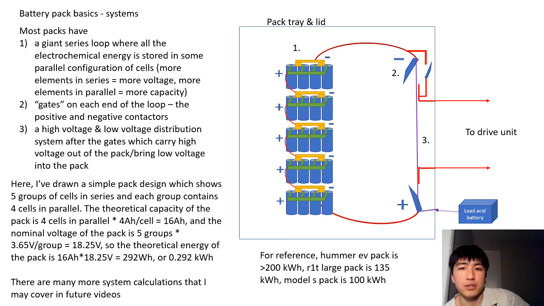Because when you add things in series, it adds their voltage together, if you assume the nominal voltage of a single cell is 3.65 volts, and there are 5 groups in series, the total pack would be 18.25 volts. And then the theoretical energy of the pack, which is calculated in watt hours, would be 16 amp hours times 18.25 volts, which is about 292 watt hours. This is just an example of some very basic calculations, but there are many different system calculations that inform how you design a pack for a specific purpose.